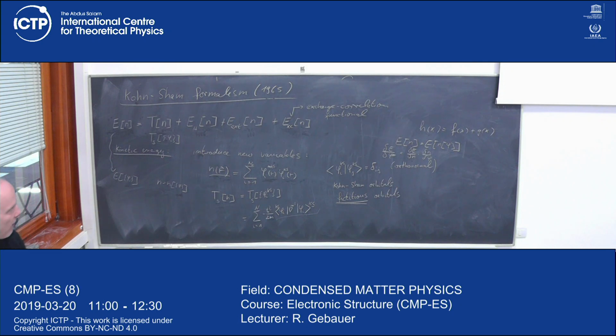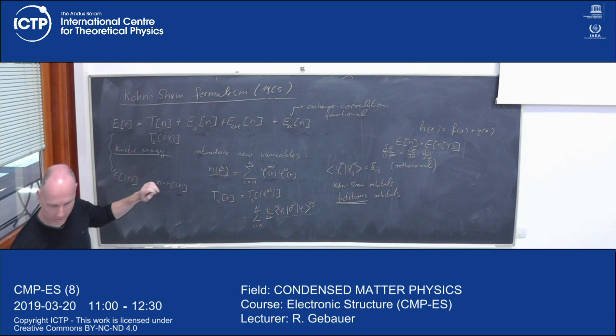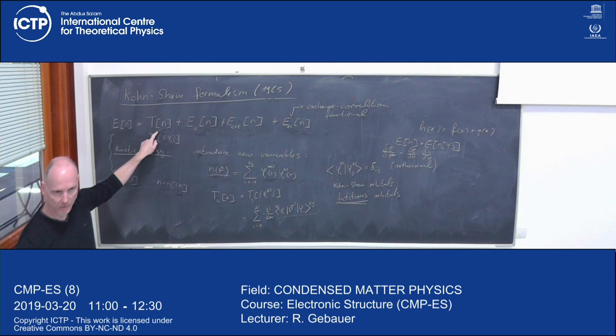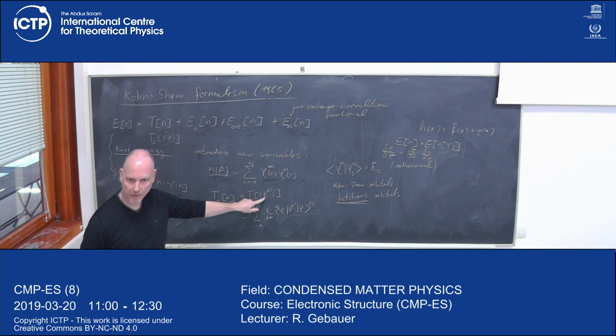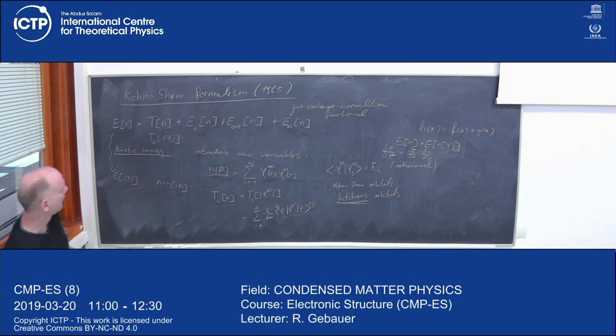Good. So we are now at the point that we have an expression, thanks to this change of variable, for the kinetic energy. I've been very careful at writing this always as TS. S is shortened for single, because it's written in terms of these single particle fictitious orbitals, as it's written here.